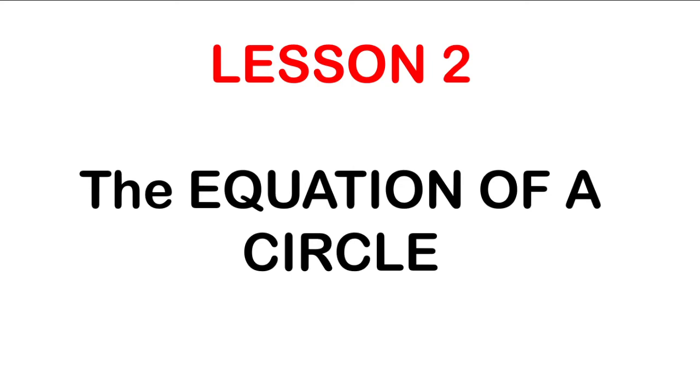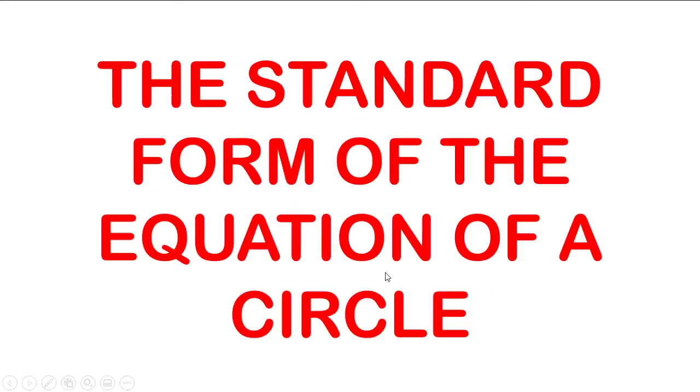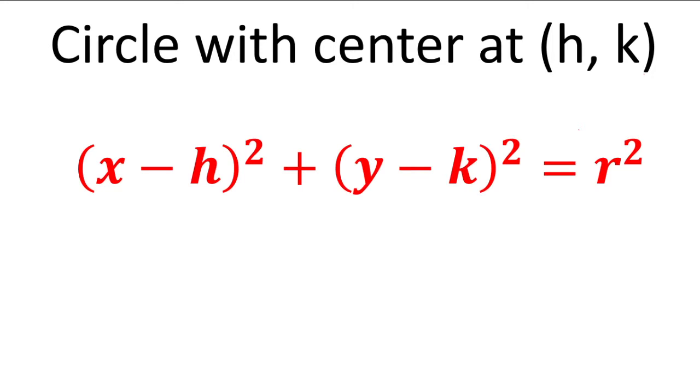We're now done with our last topic for this quarter, which is all about the equation of a circle. Let's begin with the standard form of the equation of a circle. The standard form has two forms. The first one is when the center of the circle is located at the coordinates h and k. Okay? So here's the standard form when the center is located at the point h and k.